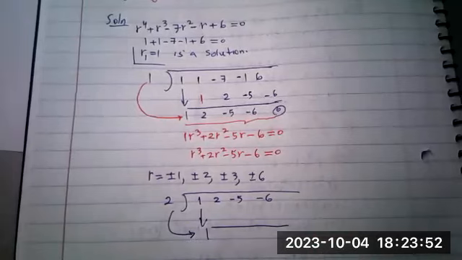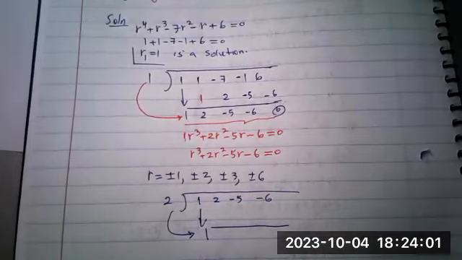Which one? Positive negative 1, positive negative 2, positive negative 3, positive negative 6. 6 is divisible by 2, 3, 6.